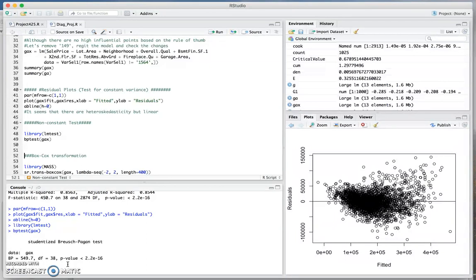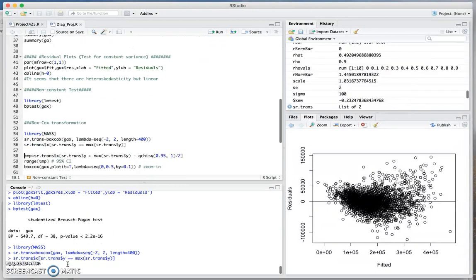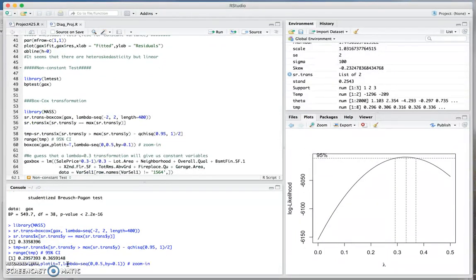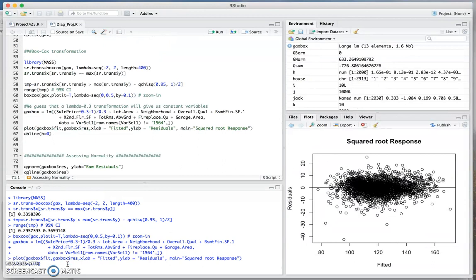To fix it, we will calculate the Box-Cox transformations. So as you can see, the Box-Cox transformation shows us that lambda is near 0.2, so we chose lambda as 0.2 and refit the model, transforming the response variable. When you see the residual plots again, it seems to exist constant variance.